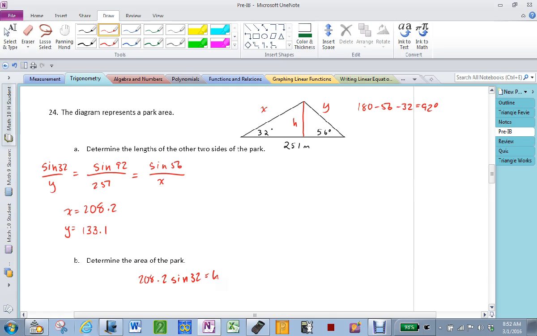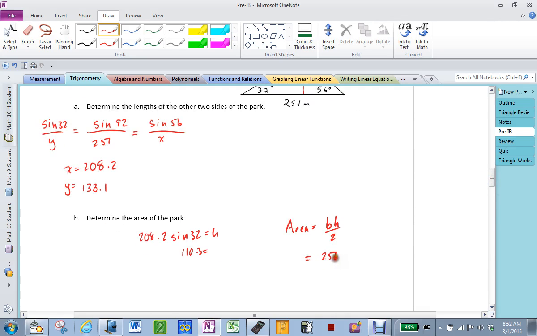Because I had 208.2 on my calculator. It was the last thing I did. So that sine 32 gets me a height of 110.3. Now how do I find the area? Base times height, BH divided by 2. What's the base? 251. What's the height? 110.3, divided by 2 to get 13,847.3 meters squared. Everyone cool? Everybody good?